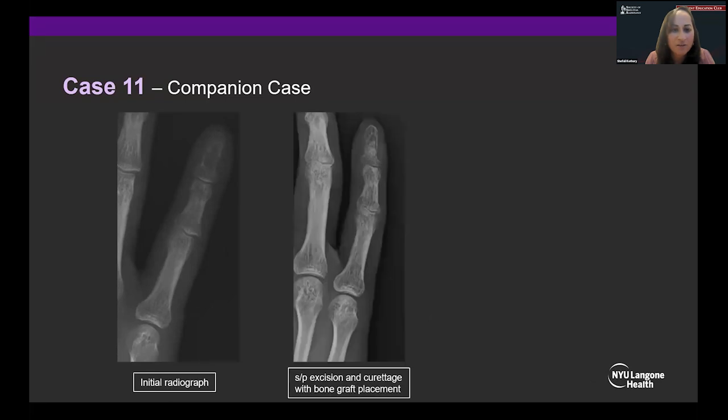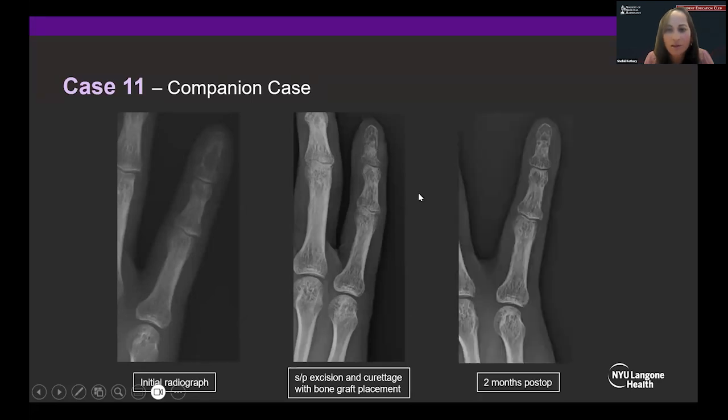So this patient actually went on to have excision and curettage of that enchondroma with bone graft placement. So we see here that this is where they put in the bone graft, and we still see a little bit of that fracture line. And then 2 months post-op, we start to see incorporation of that bone graft and healing of that fracture.